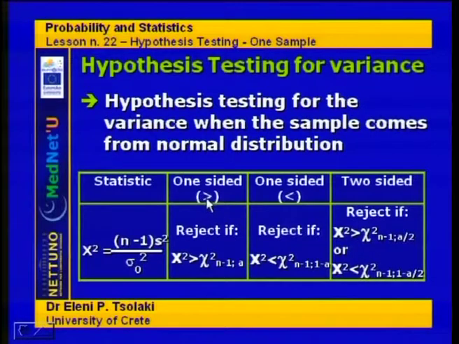Again, the same way, three cases: one-sided, each side, and a two-sided. We are careful here. We remember that chi-square is not a symmetric distribution, so we don't take the absolute value as before and compare, but we have to calculate two different values here and compare with two different values and make our decision based on this table here.